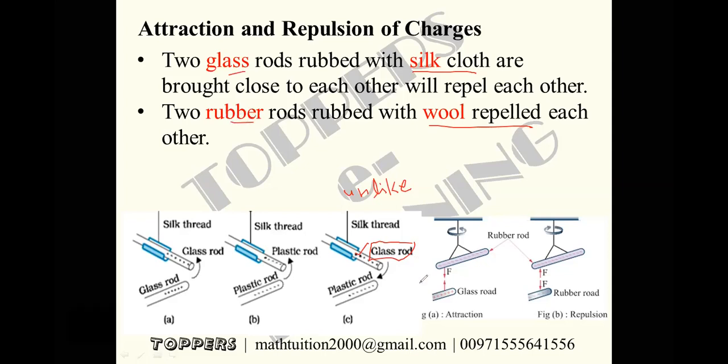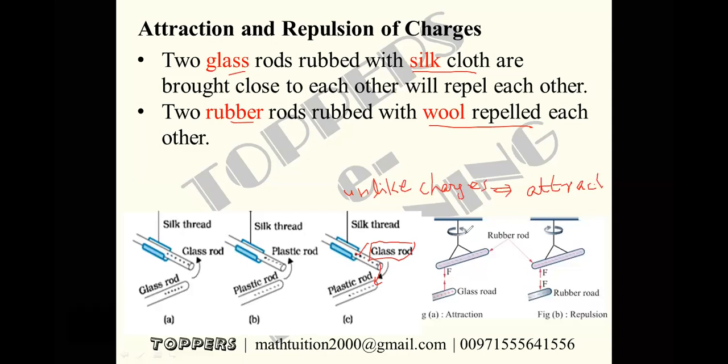Glass and rubber. So when we bring this freely suspended glass rod near this plastic rod, what is happening? See, this freely suspended glass rod is coming close to this one. It means they are attracting. So from this we can conclude experimentally, unlike charges, what will happen? Unlike charges attract. Unlike charges are attracted.